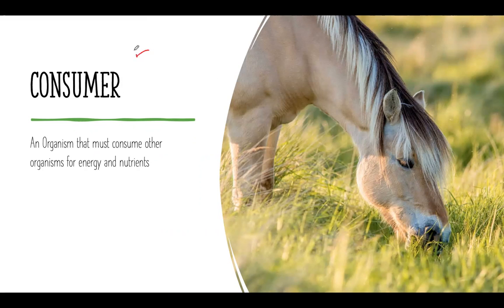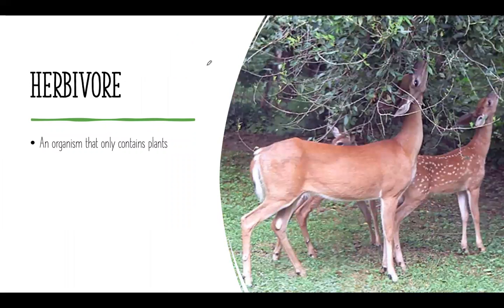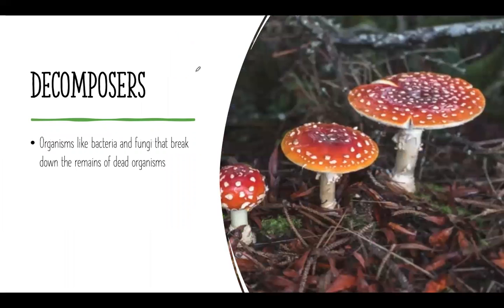A consumer is any organism that must consume other organisms for energy and nutrients. A consumer can be animals, and it can be humans. We don't eat people, but we eat chickens, we eat cows. So we're also consumers. Basically any organism that eats other organisms is a consumer, okay? We have a herbivore, which is an organism that only eats plants. So a carnivore eats animals for nutrients, and a herbivore eats only plants for nutrients.